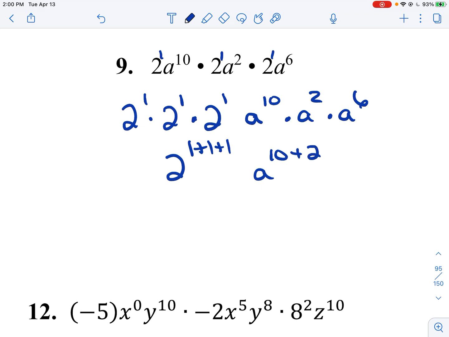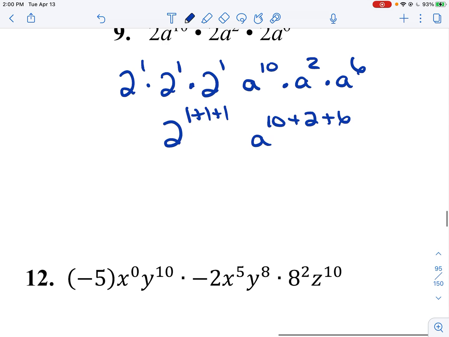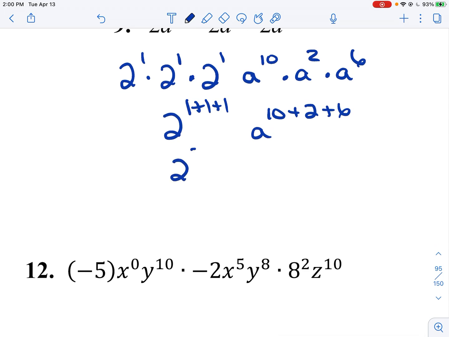I add my exponents. Of the ones that have the like base, I add those exponents. I would get 2 to the third power. I would get a to the 18th. 2 to the third, that exponent is less than 5, so I would multiply it out and get 8.